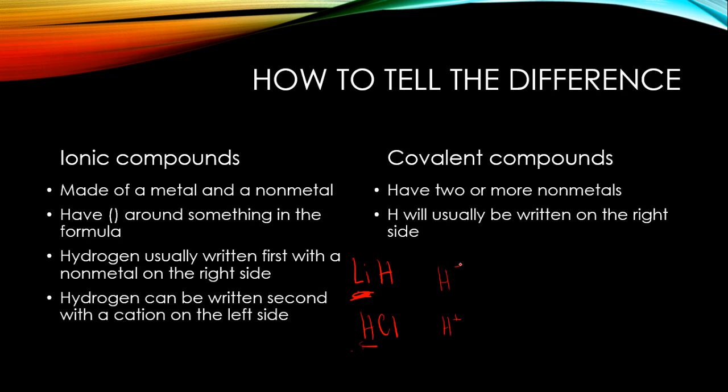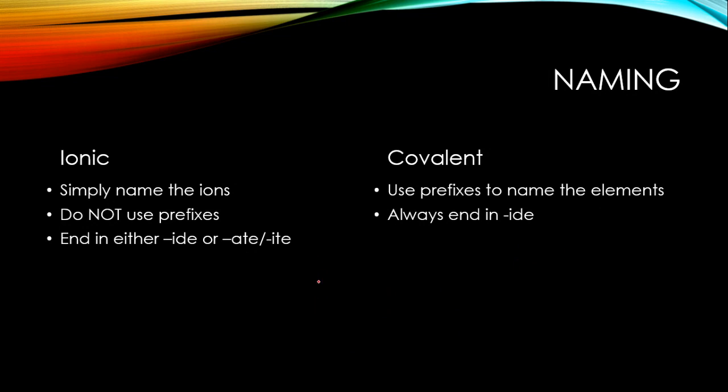Covalent compounds will have two or more nonmetals, and the hydrogen will almost always be on the right side. The difference is, instead of it being written with a metal, as in this one, it'll be written with a nonmetal. Remember I told you that hydrogen on the right side is acting as a nonmetal. Well, then if it's a nonmetal with a nonmetal, that's going to make it covalent. So I have some examples here for us.